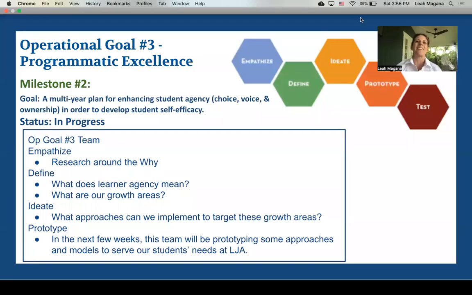Hi, everyone. Leah Magana here, sharing on Operational Goal 3, Milestone 2, which is developing a multi-year plan for enhancing student agency in order to develop student self-efficacy. This goal is really focused around better aligning our programs and our approaches with our mission, vision, and values.